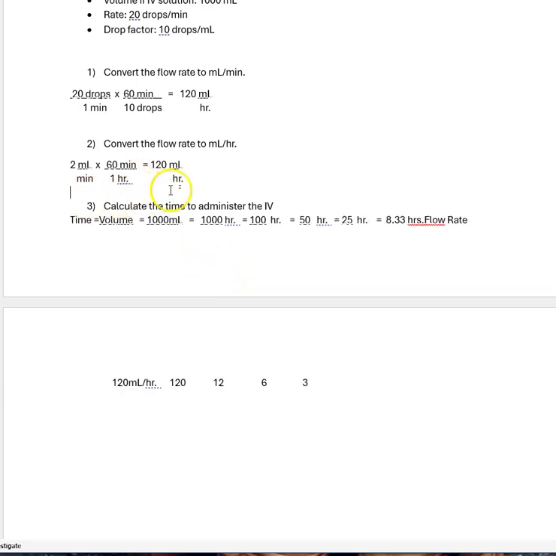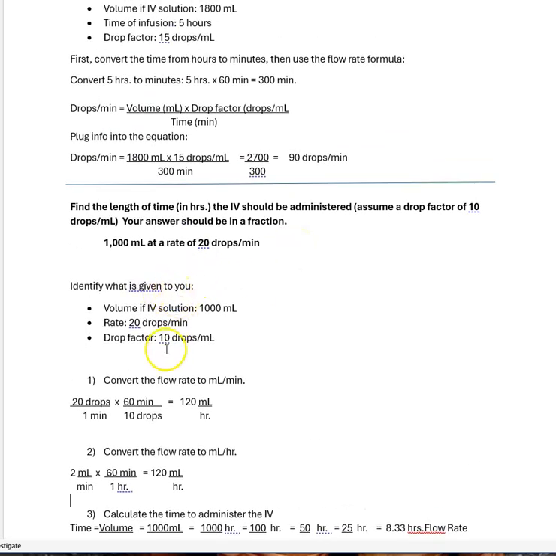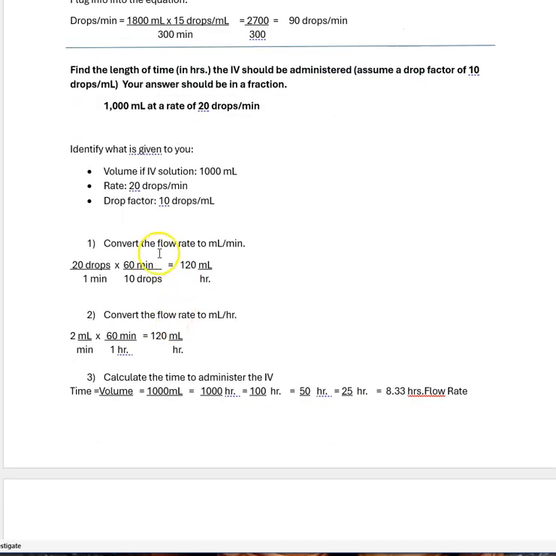Okay, I'll figure that out in a second. So again, identify what's given to you. Here's what's given to me. First, I need to convert the flow rate to milliliters per minute. So I have 20 drops over 1 minute times 60 minutes over 10 drops gives me 120. Then convert the flow rate to milliliters per hour. So that's 2 milliliters over minutes times 60 gives me 120.